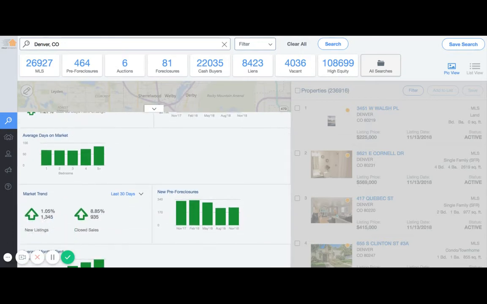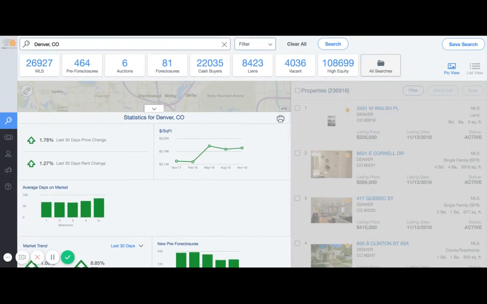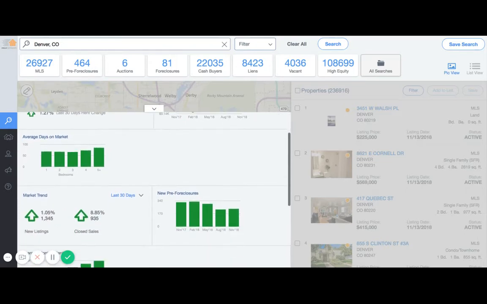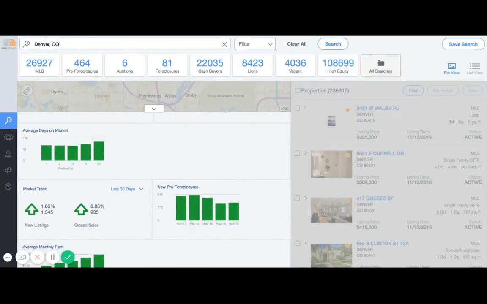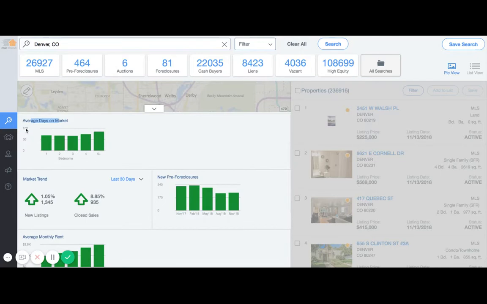So if you have to go on a listing presentation to show a seller, or if you're sitting down with some buyers just to show them the trends, you can prepare them for what to expect when going into the market in the hopes of buying a property. We can see over here the average days on the market based off how many bedrooms. We can see the days over here from 0 to 50. The norm seems to be a little bit above 50 to 60 days.